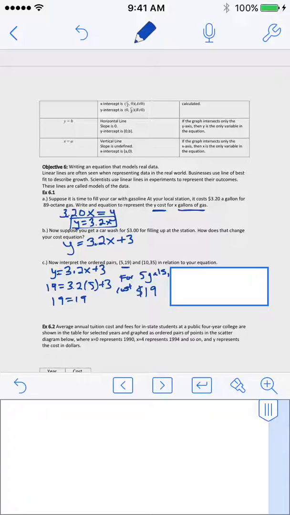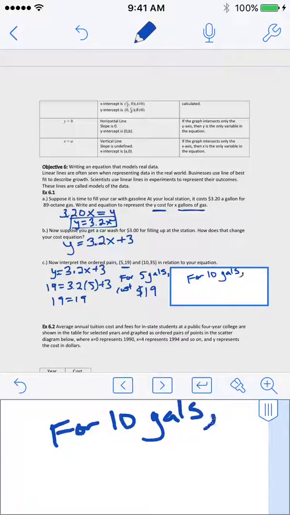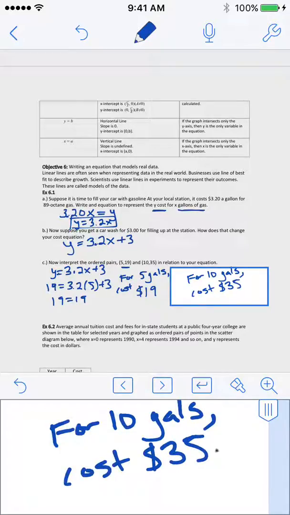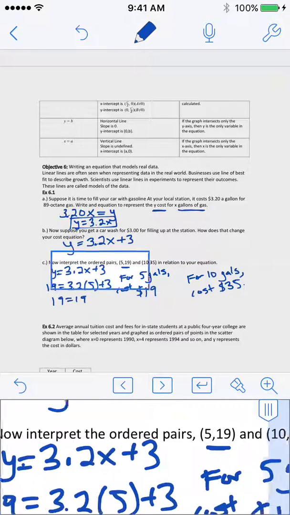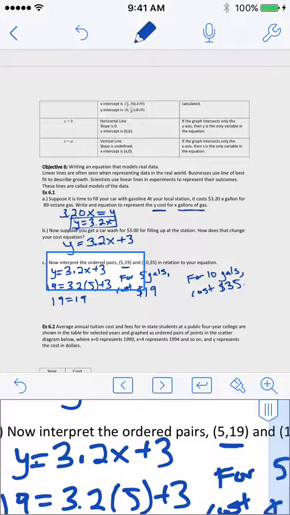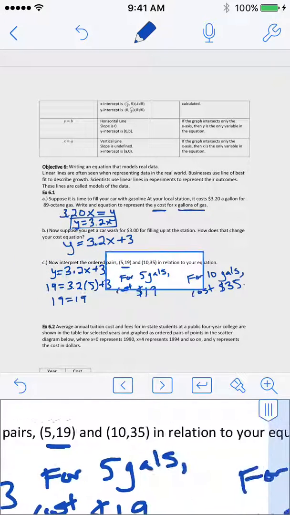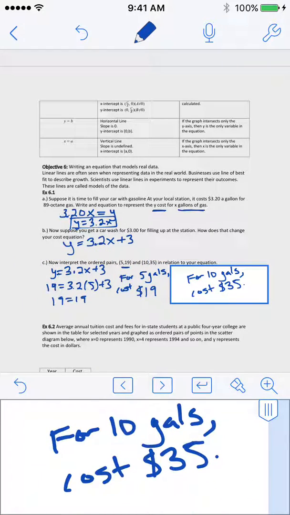Alrighty, it looks like it means for 10 gallons, it's going to cost $35, right? $35. That's what that means at the end of the day. And hopefully that's true, right? 3.2 times 10 is going to be 32, plus 3 is 35. So yes, that's actually true. It is a solution. And it means that for 10 gallons of gas, it's going to cost $35.